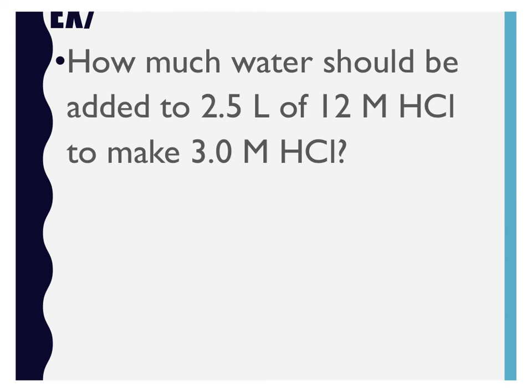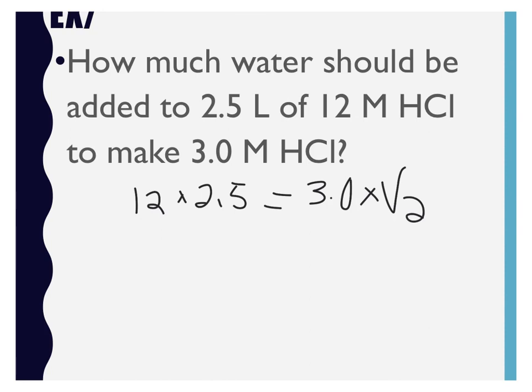So M1 here is 12, V1 is 2.5, M2 is 3.0, and we don't know V2. So we're going to go ahead and take 12 times 2.5, and then we're going to divide it by 3. And we get our answer here of 10. Okay, then we're going to go ahead on here and subtract the original amount that we had on here.